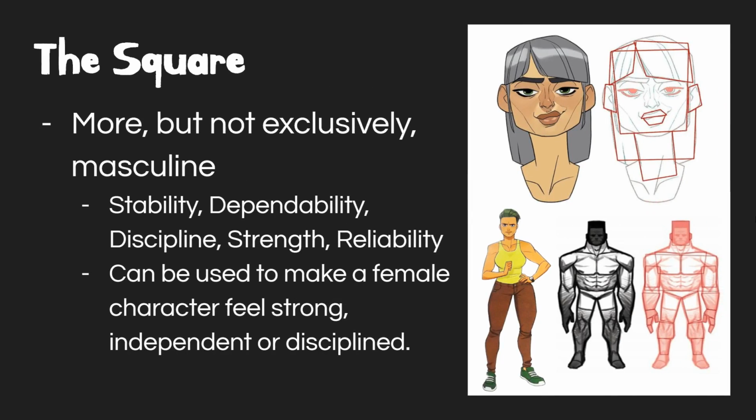Next, we have the square. And squares represent physicality. It represents things like stability, dependability, discipline, strength, and reliability. It is the more masculine of the primary shapes. It also represents things like boredom, stationariness, and stupidity. Blocky shapes can also be used to make a female character feel strong, independent, or disciplined.